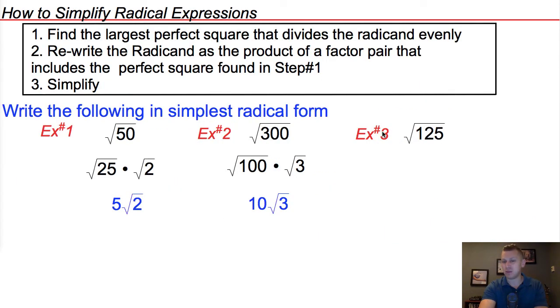25 times what number is 125? 5. And in the last part, just simplify the perfect square. The square root of 25 is 5. It looks like this.